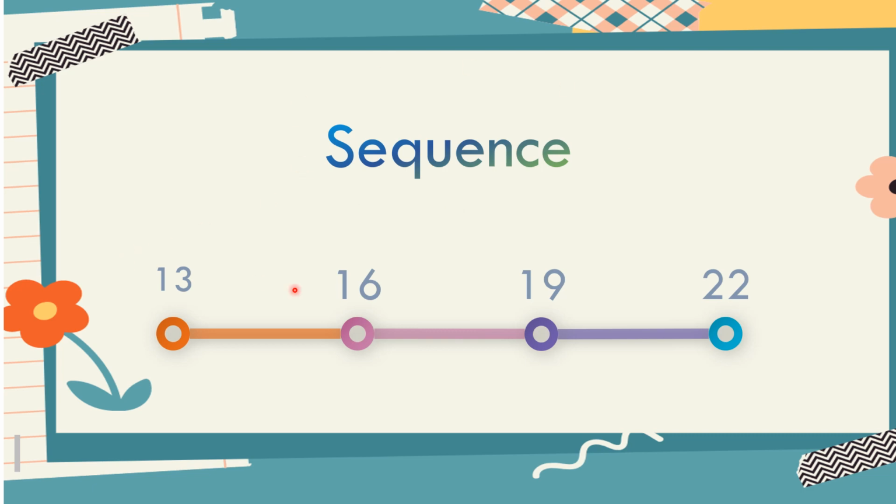Sequence. 13, 16, 19, and 22 is a sequence. And what could be the meaning of a sequence? A sequence is a list of numbers arranged in a pattern. And what could be the pattern of this sequence? From 13 going to 16, we need to add 3. So 13 plus 3 is 16, plus 3 is 19, plus 3 is 22.